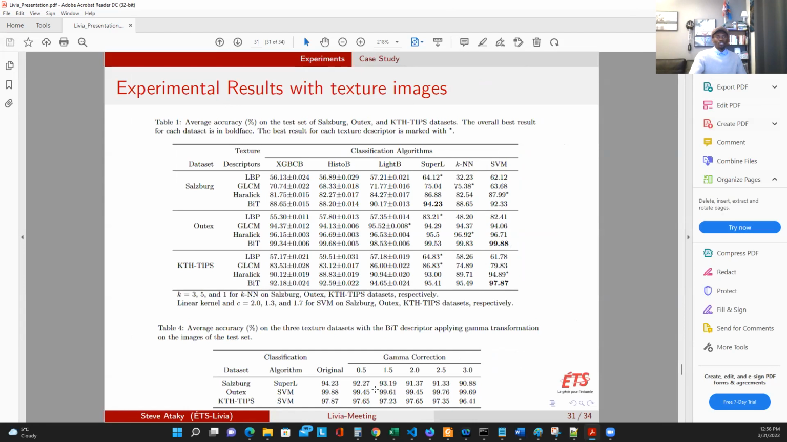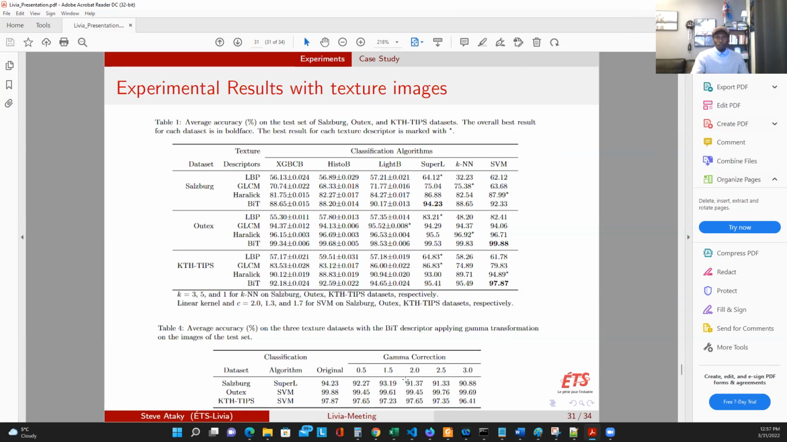Okay, so here we compare the best result only obtained for each data set with the gamma correction applied to the test. So we have applied the gamma correction of 0.5, 1.5, 2.5, and so forth. So this is the result that we have obtained. We can note that for Salzburg, we have lost again.